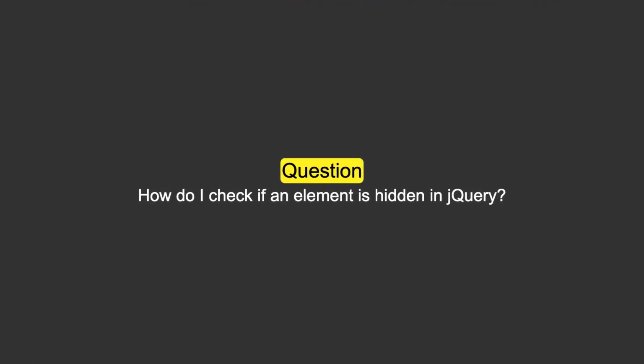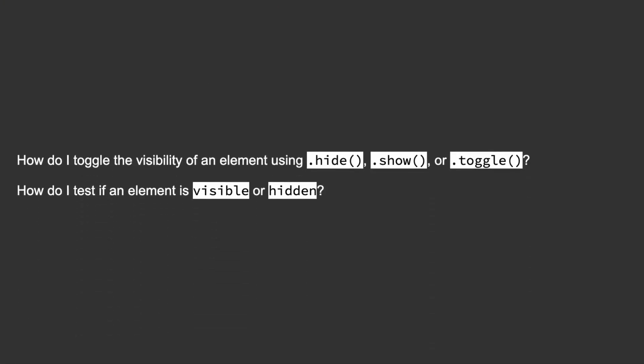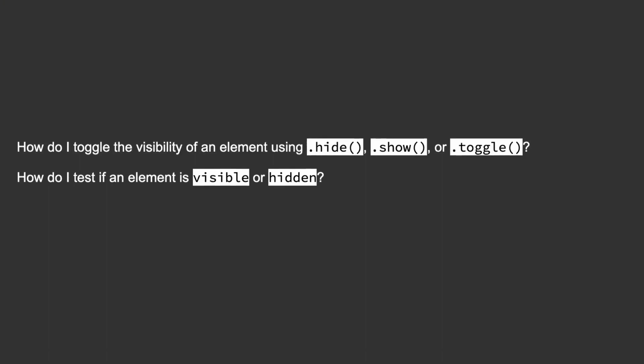How do I check if an element is hidden in jQuery? How do I toggle the visibility of an element using .hide, .show, or .toggle? How do I test if an element is visible or hidden?